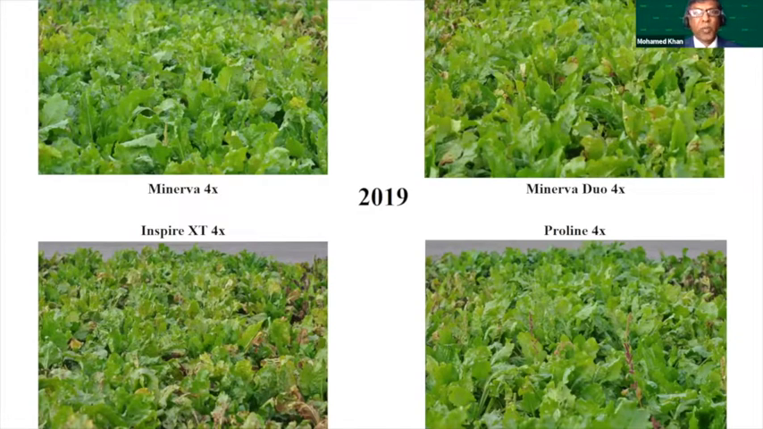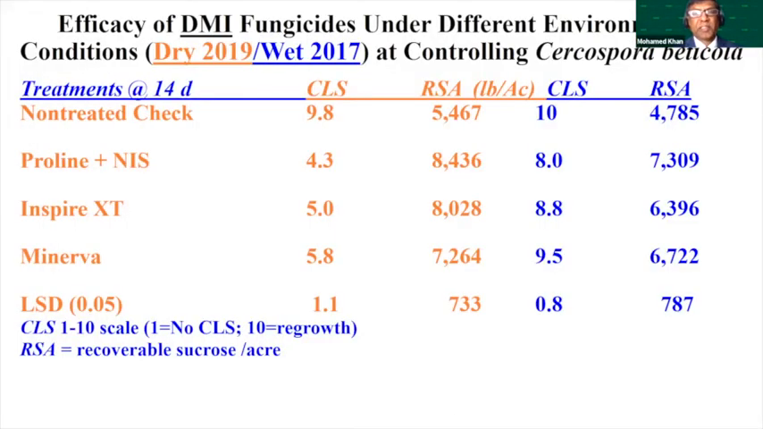This is 2019, when we had less rainfall. Although we had lots of disease in the check, because the fungicides were able to be effective, you had better disease control with the triazoles. Here again, we're still not recommending using them alone. I put a slide here to show you what happened in a dry year versus what happens in a wet year. In the dry year, the non-treated check is still high. However, the triazoles were working much more effectively in 2019. You had 8,000 pounds of recoverable sucrose. In 2017, you can see the leaf spot rating became even worse, and your yield became lower as well.